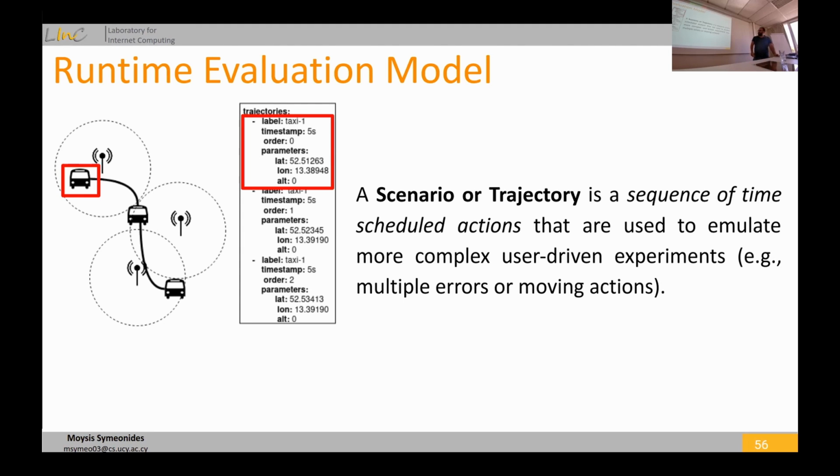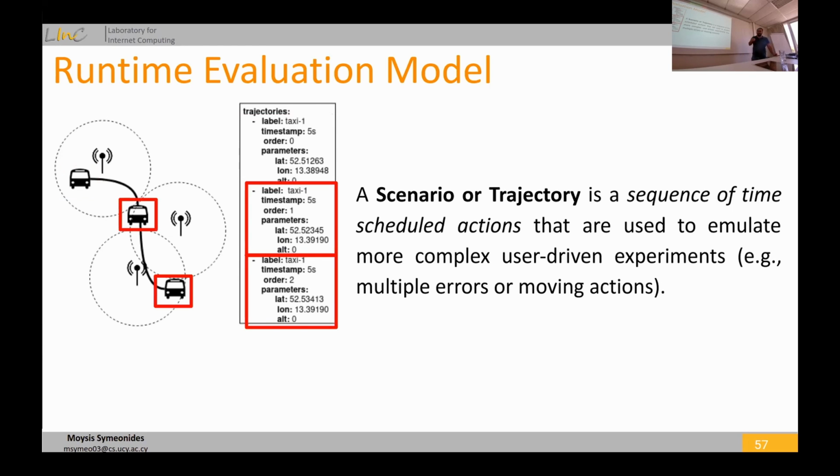For instance, here we have a trajectory, and the taxi at the 5th second of the scenario execution will be transferred to a specific geolocation. Similarly, after 5 seconds, again, the taxi will transfer to a new geoposition. And finally, after again 5 seconds, the taxi will transfer to a new geoposition. So in this way, we can describe either trajectories or a sequence of failures and topology updates.